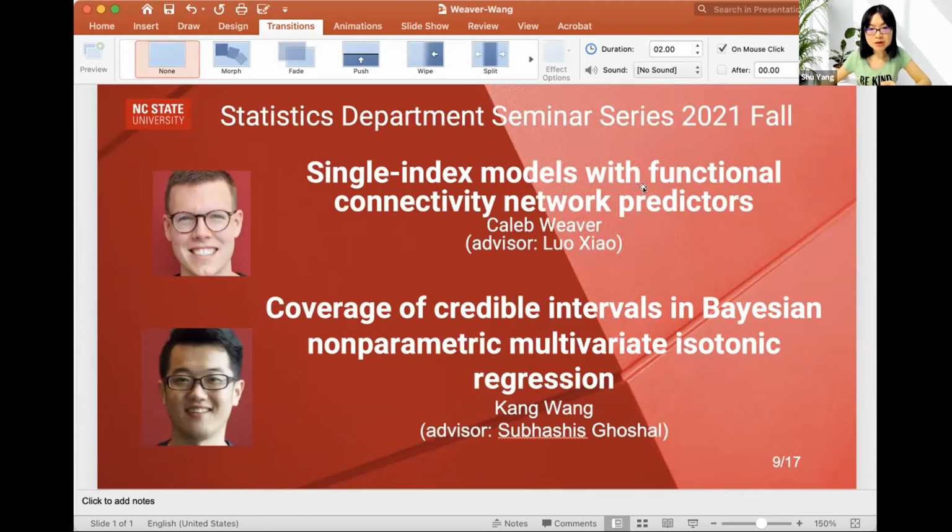Caleb will talk about single index models with functional connectivity network predictors, and Kang will talk about coverage of credible intervals in Bayesian non-parametric multivariate isotonic regression. So without further ado, I will hand this over to Caleb.